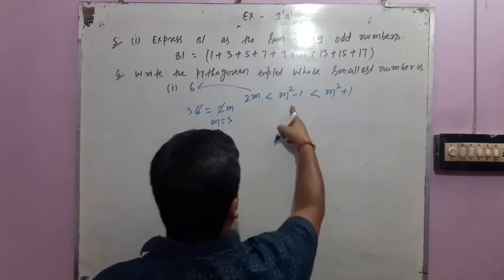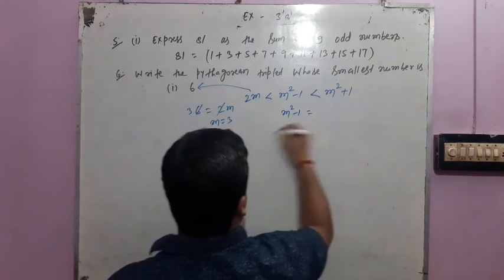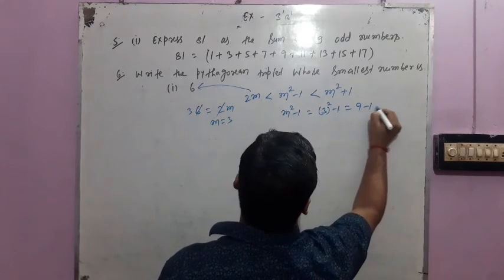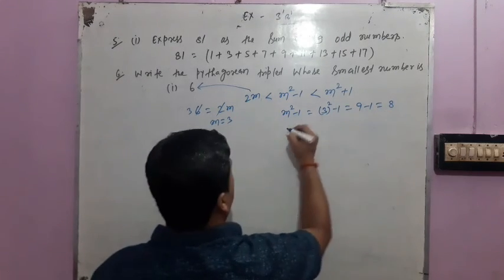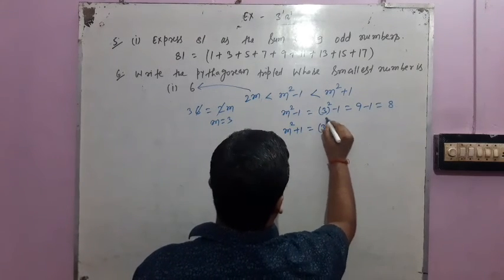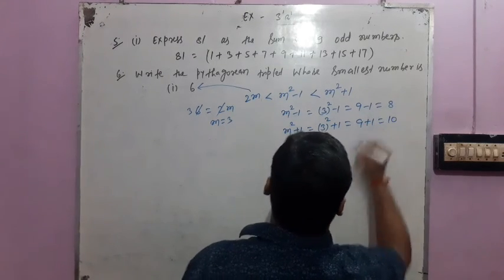Now what do we have to calculate? m square minus 1. So what is the value of m? 3. The square of 3 minus 1 is 9 minus 1, which equals 8. The next number is m square plus 1, so the square of 3 plus 1 is 9 plus 1, which equals 10.